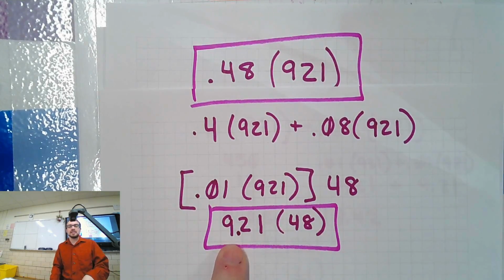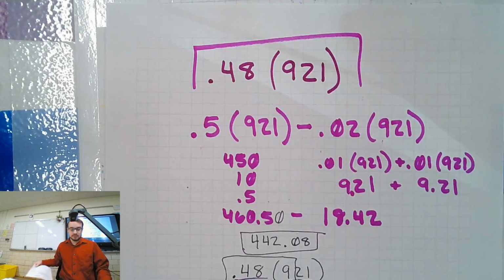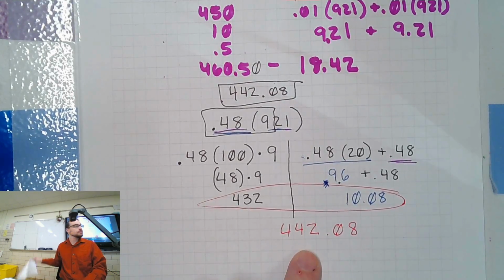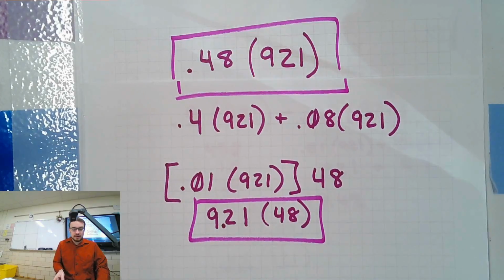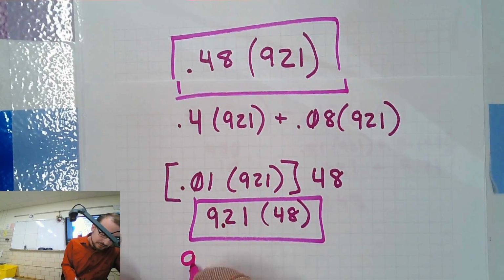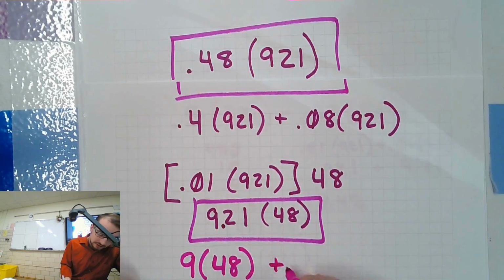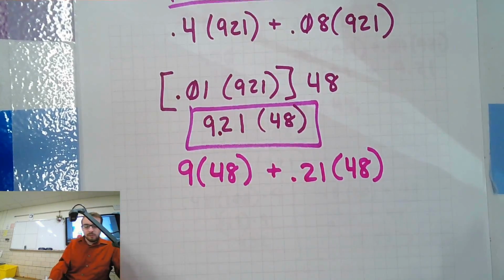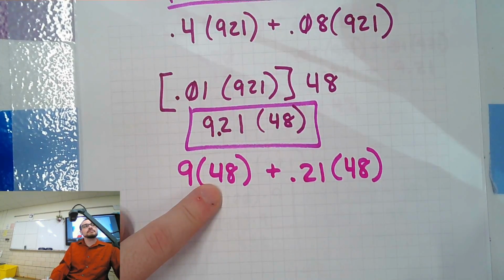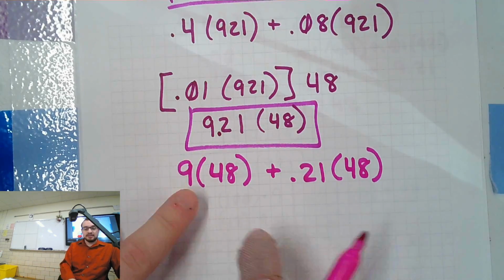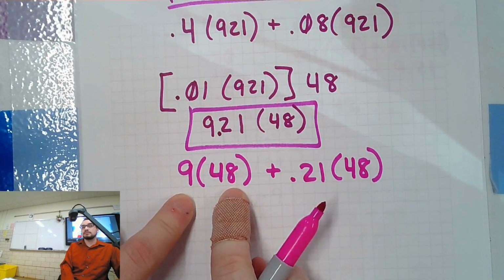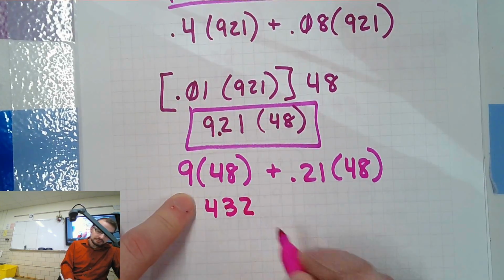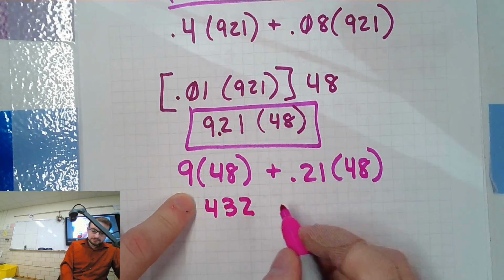So I can do 48 times 10 as an estimate and get 480, and it's a pretty good estimate, considering the answer is 442. So I can do 9 times 48 plus 0.21 times 48. 9 times 40, 360. 9 times 8, 72. 360 plus 72, 432. Do I agree with this? I do.